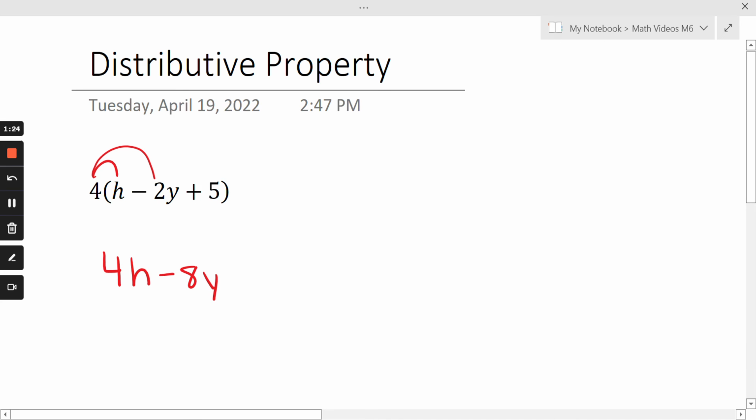I could have done 4 times 2 is 8, and there is a subtraction in between. 4 times 5 is 20. And there is my simplified expression.